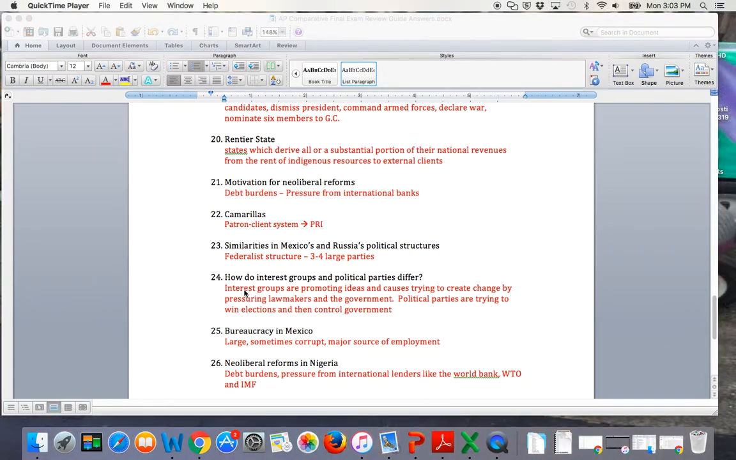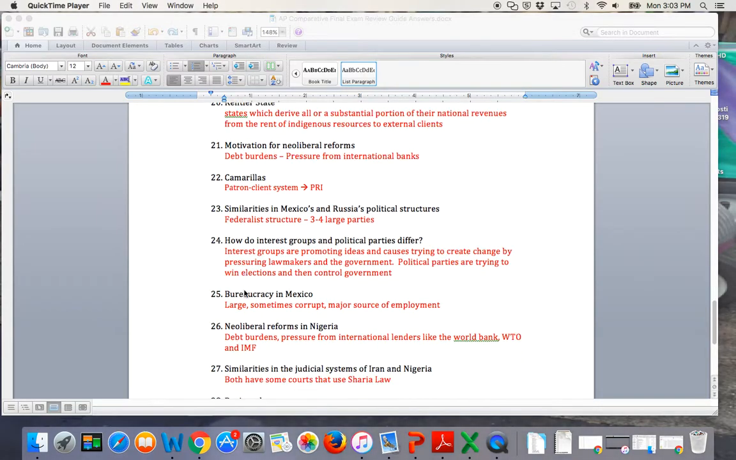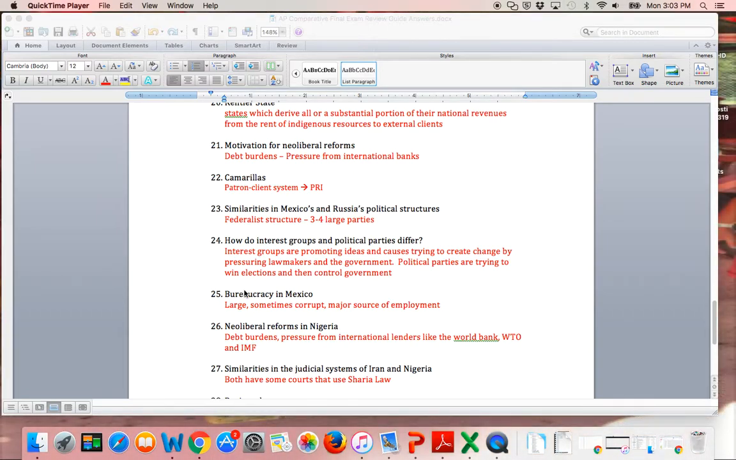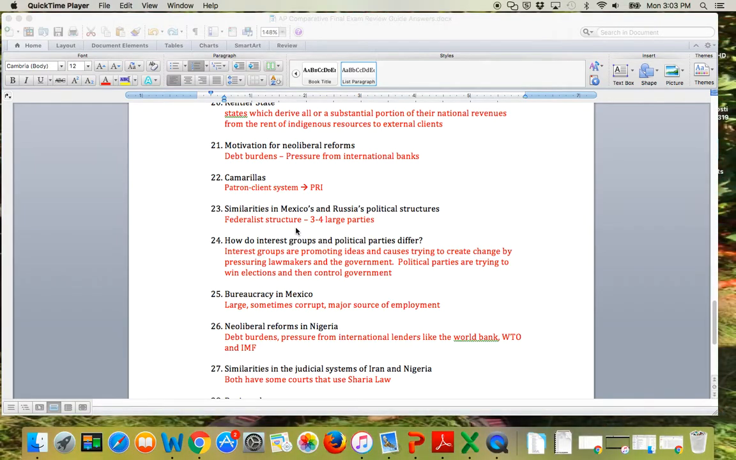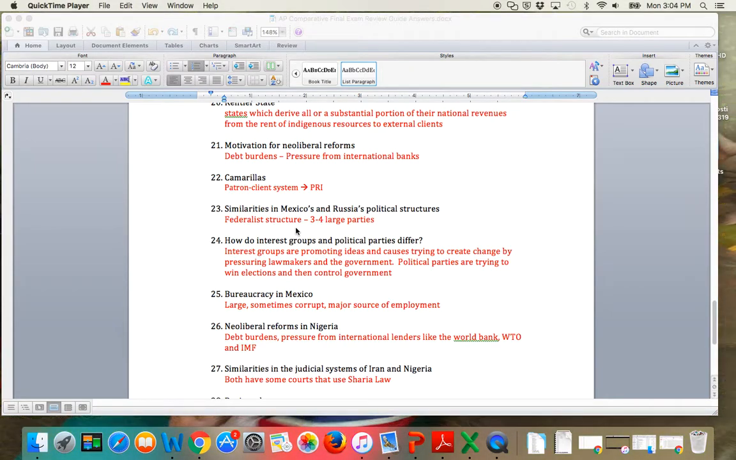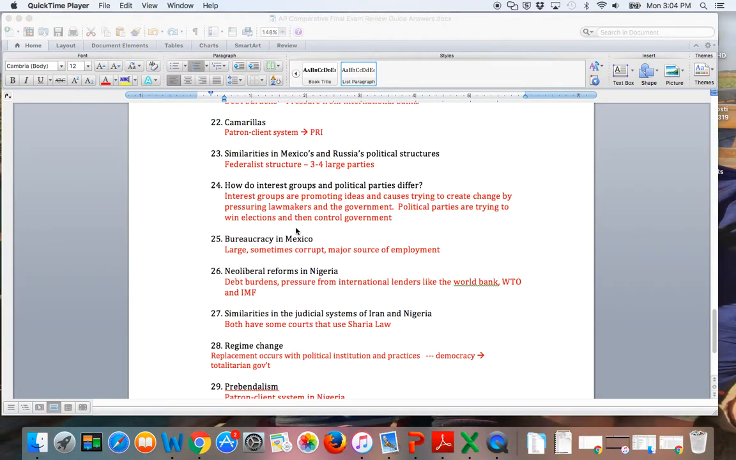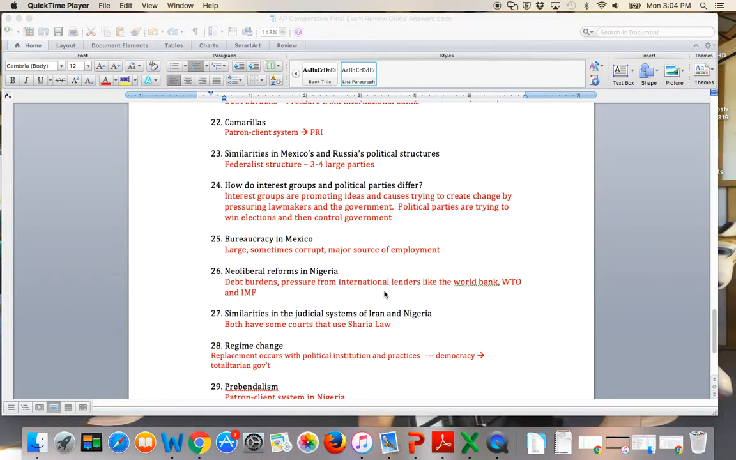In Mexico, it's the PRI. It is no longer the most powerful, but they use a patron-client system. Similarities in Mexico and Russia: three to four largest parties, and a federalist structure, meaning that they have state governments. Interest groups and political parties are different. Interest groups promote ideas and try to create change through lawmakers. Political parties are trying to win elections and control government.